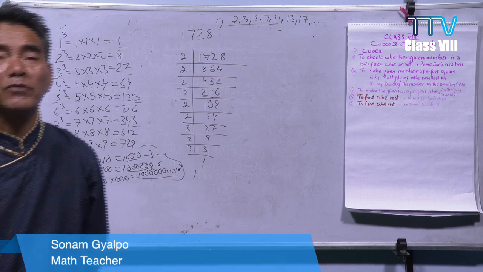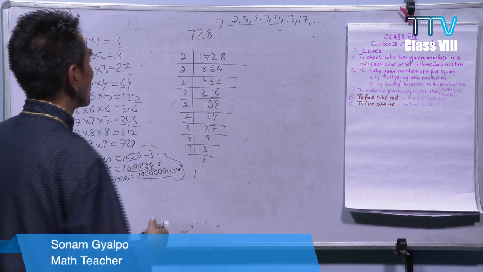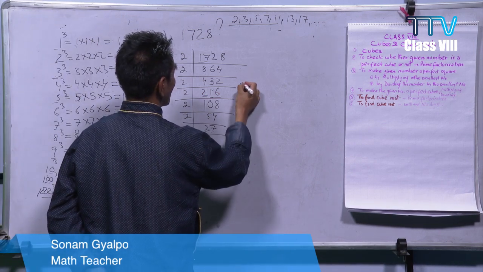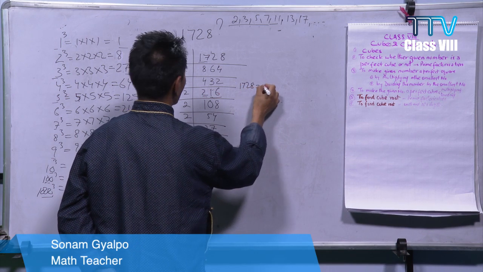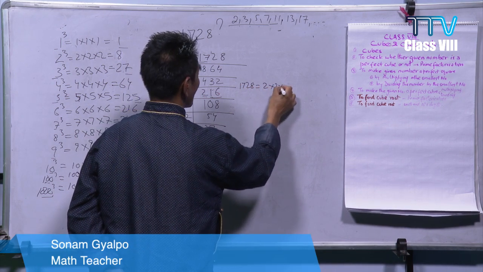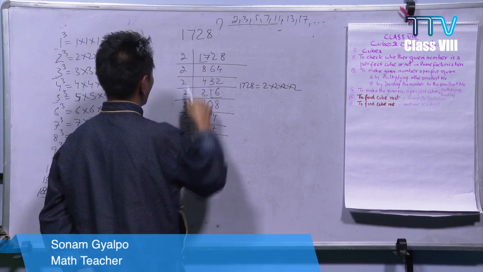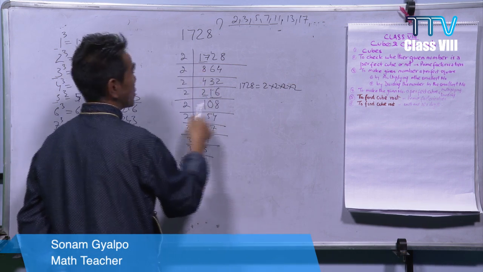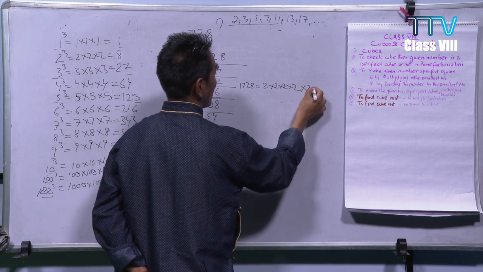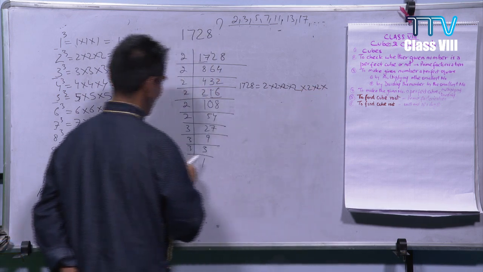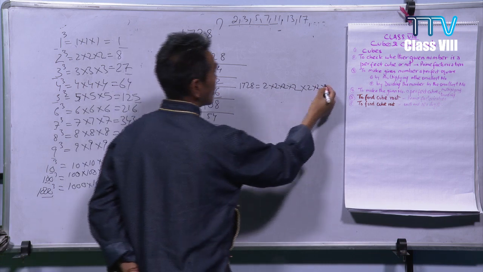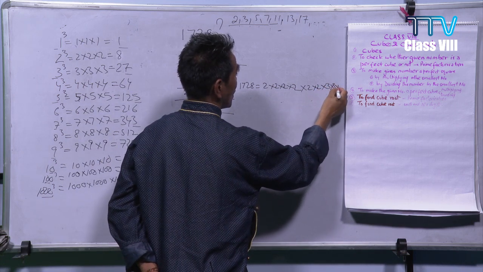Is 1728 a perfect cube? Write all the prime factors. 1728 is equal to 2 multiplied by 2 multiplied by 2 multiplied by 2, and so on; there are six 2s: 1, 2, 3, 4, 5, 6. And how many 3s are there? 1, 2, 3. Three 3s.